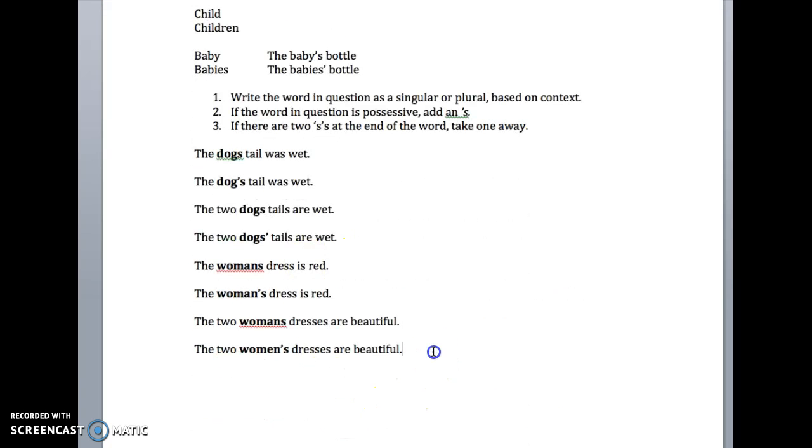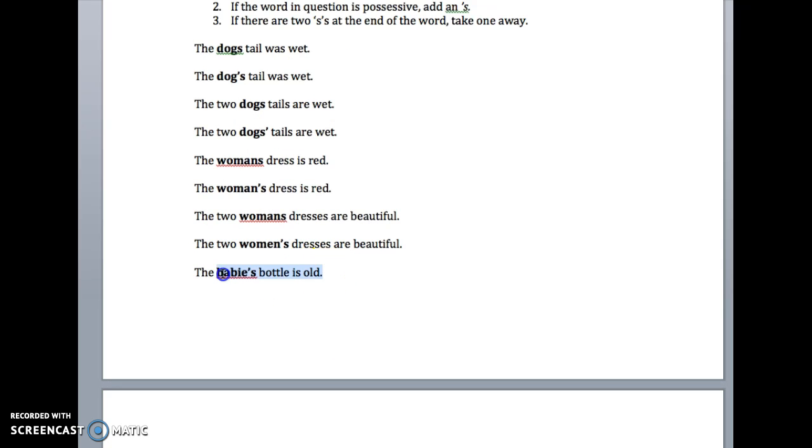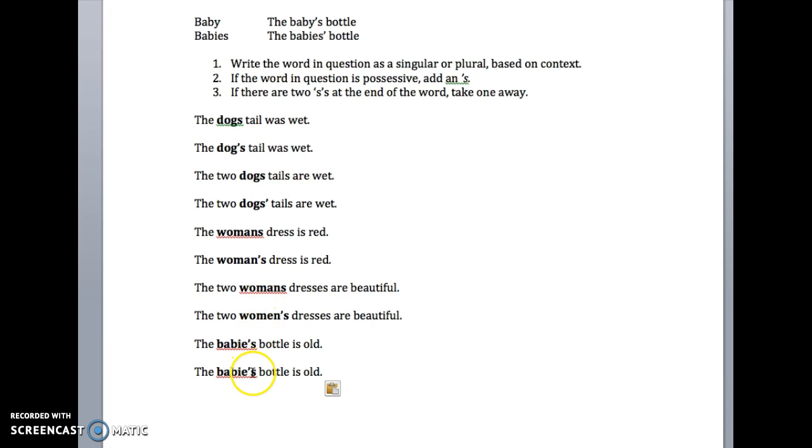What about babies? Let's do that one. Okay, let's see what we can do here. The word in question is babies. So first, let's write that word in question as the singular or plural it is. Well, this is a singular, so let's write baby. Okay, if it's possessive, add an apostrophe s. And if there are two S's at the end, take one away. There are not two at the end.